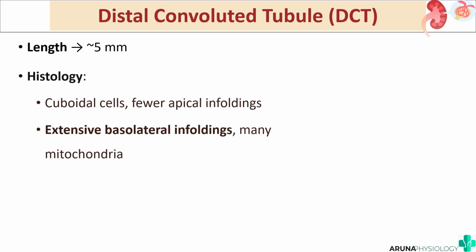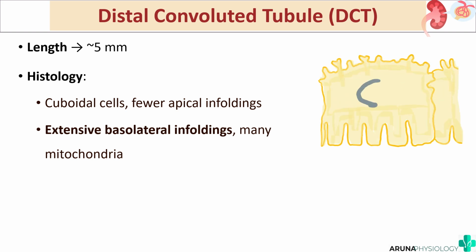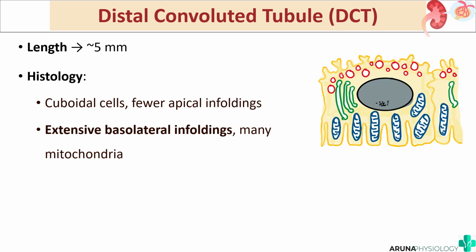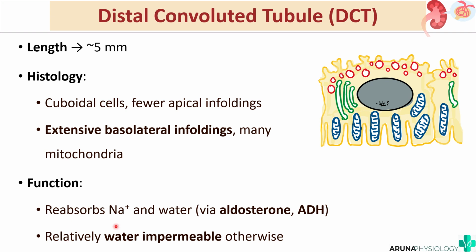The length is around 5 mm. Here also the cell is cuboidal, just like the loop of Henle. Fewer apical infoldings, extensive basolateral infoldings, many mitochondria. Here also the function is reabsorption of sodium and water via aldosterone and ADH, and it is otherwise relatively impermeable to water. So here it is more or less like the thick loop of Henle, except that it is more involved in water reabsorption via aldosterone and ADH.